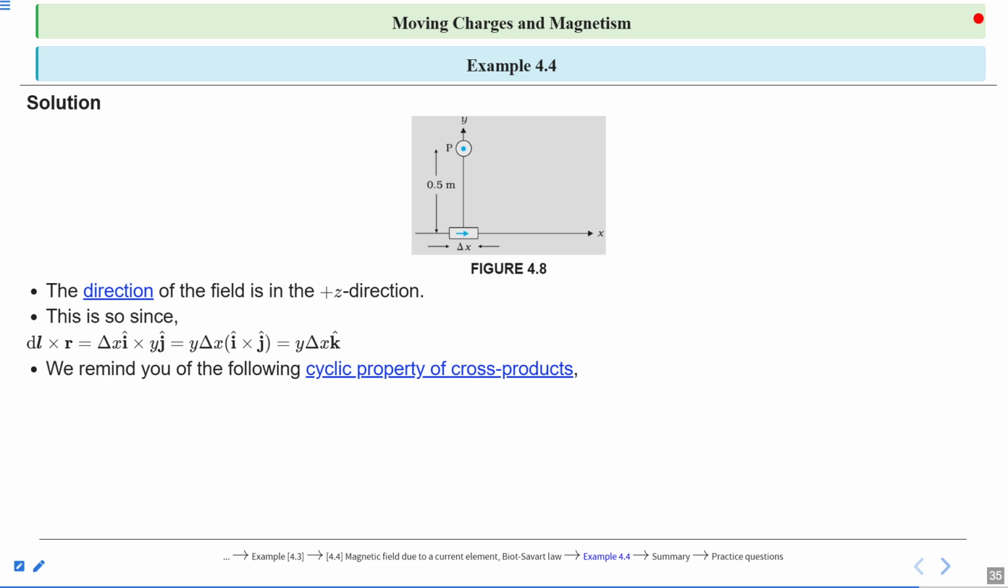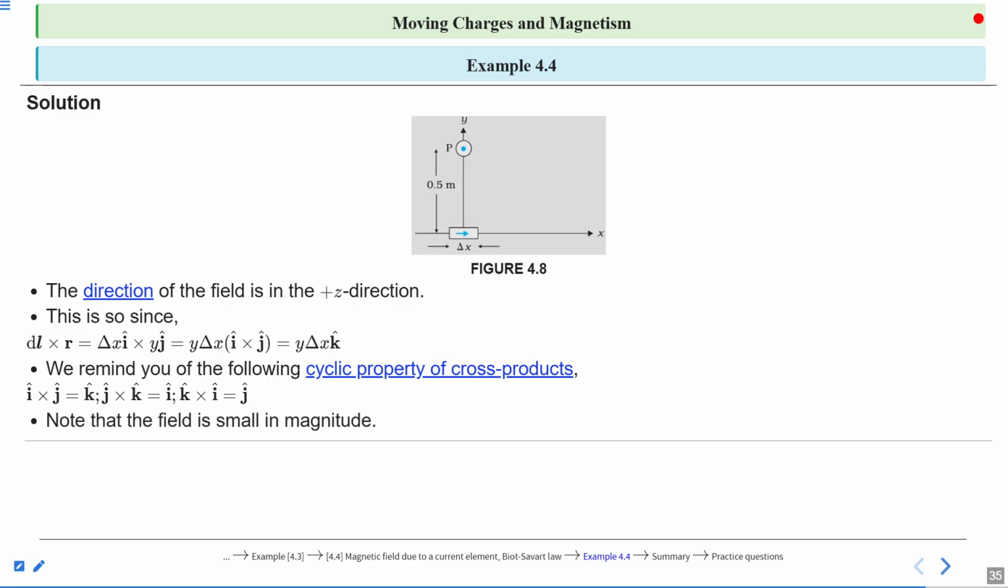We remind you of the following cyclic properties of cross products that you may have seen in 11th class. i cross j is k cap, j cross k is i cap, and k cross i is j cap. What is i cap? Unit vector of x axis. What is j cap? Unit vector of y axis. What is k cap? Unit vector of z axis. Note that the field is small in magnitude because it is due to a small element.